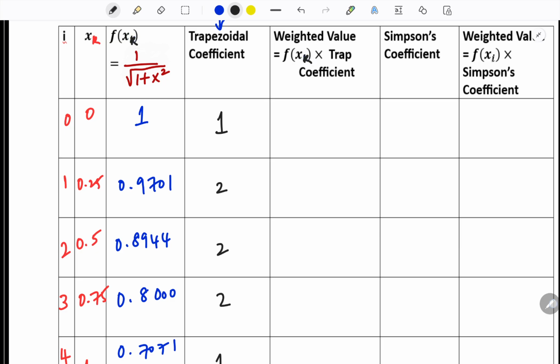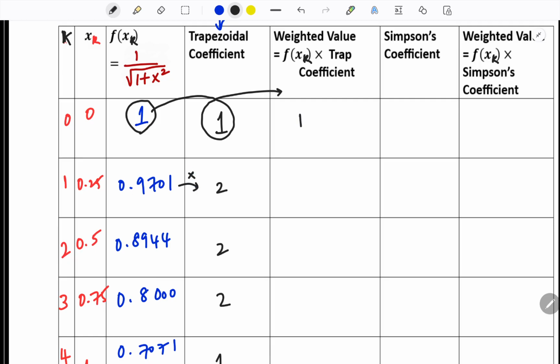The question is given xk, so I'll use the xk also instead of xi. So this also we can choose k instead of i. Right. F of xk. This is your f of x and this is the one. So you're going to multiply this with this. Keep in your mind. Like this. So 1 multiplied by 1 is 1.